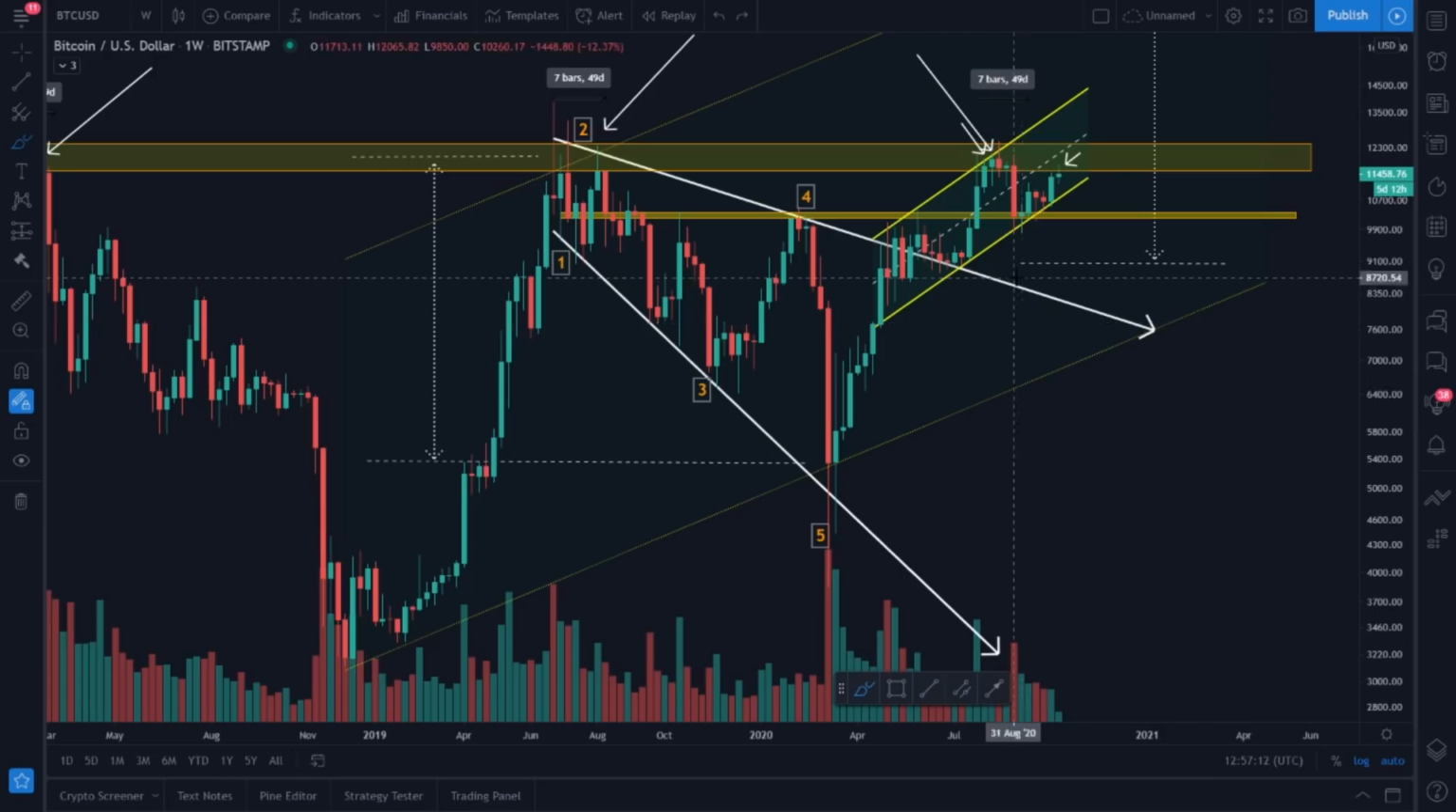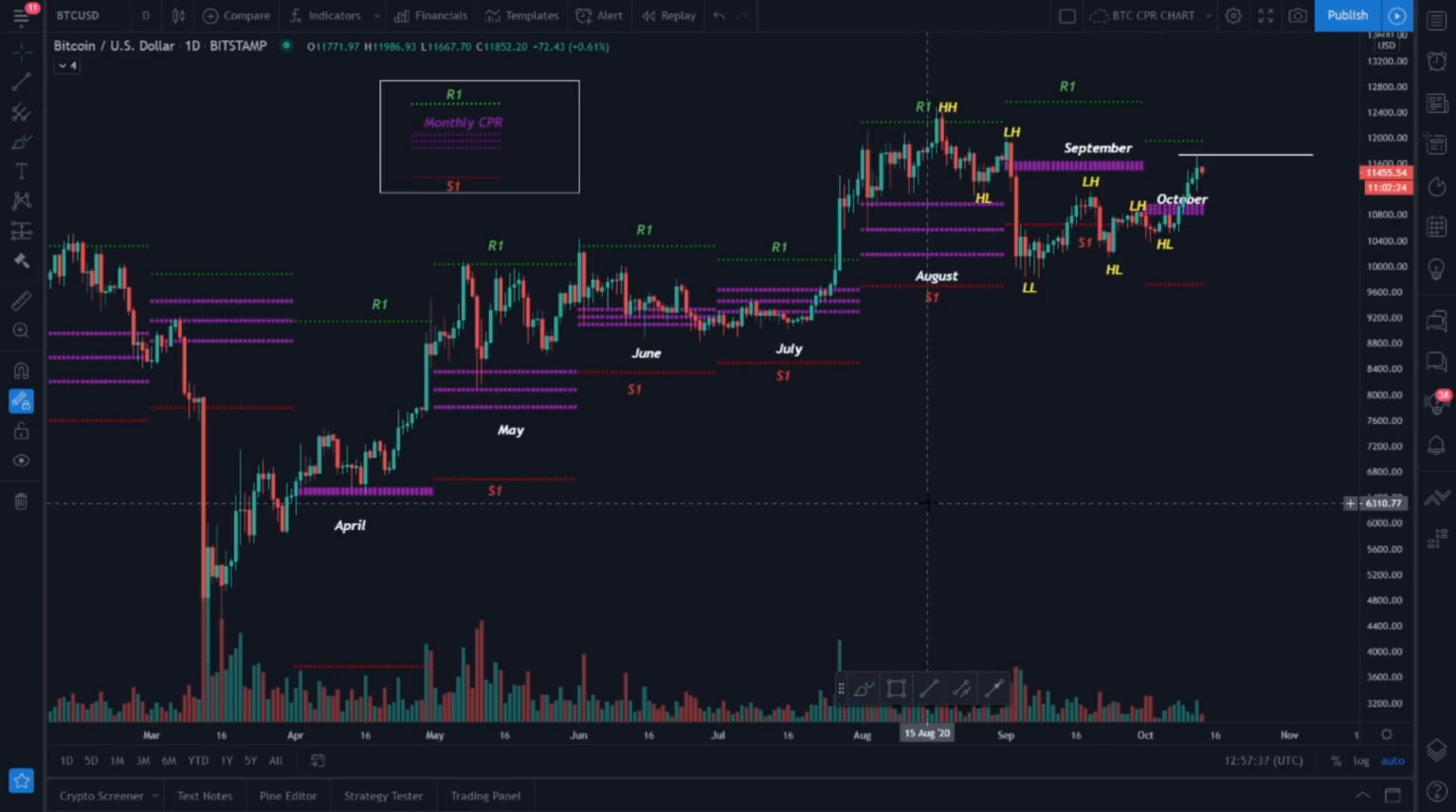Also, if we look at this scenario from a different perspective, the trend of Bitcoin in a daily time frame is still very bullish. And let me show you that. You know, I talk about the CPR analysis time and again in my videos. Why? Because these traditional pivot lines are very important.